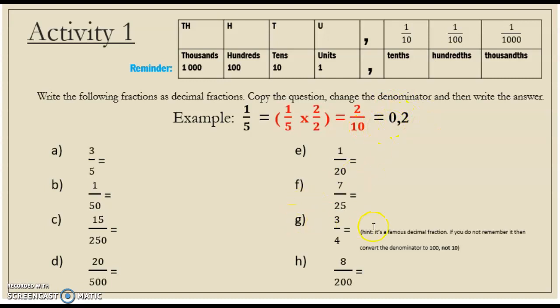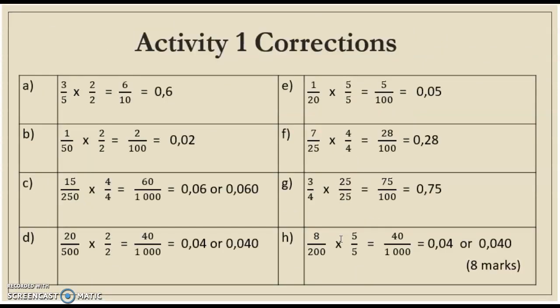Just a hint at G. 3/4 is a famous decimal fraction. If you do not remember it, then convert the denominator to 100 and not 10. Why not 10? Because we cannot create 4 into a 10 by multiplication. It has to be 100. Right. Pause the video, complete activity 1, and corrections are on their way. Tick what is correct, mark what is wrong, give yourself a mark out of 8.